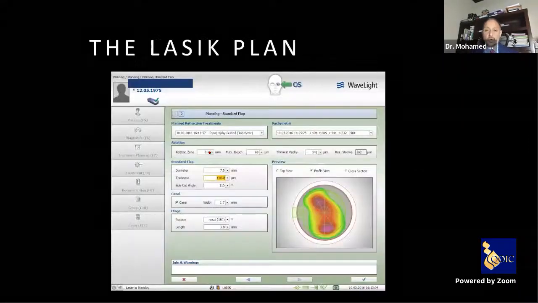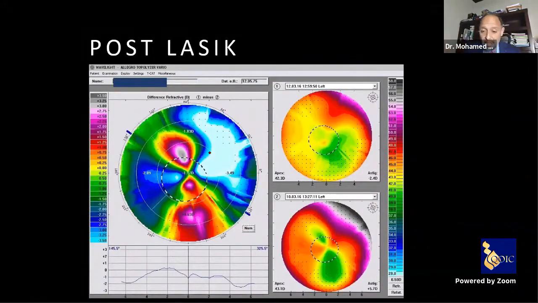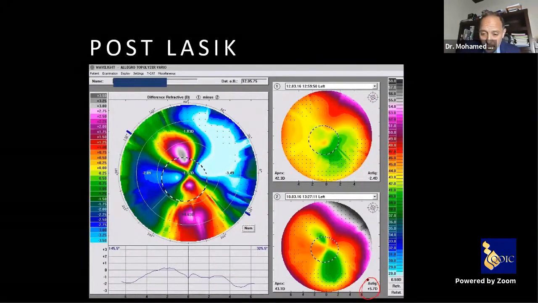Okay. So again, we do have the option, if we are using our machine, the FS machine, to do a nasal hinge flap, and you do have the option to do an oval flap as well. And these are the things that I used. And the patient, after we did a topography guided ablation, came from 5.7 diopters of astigmatism to 2.4 diopters of astigmatism. So this was a real improvement.